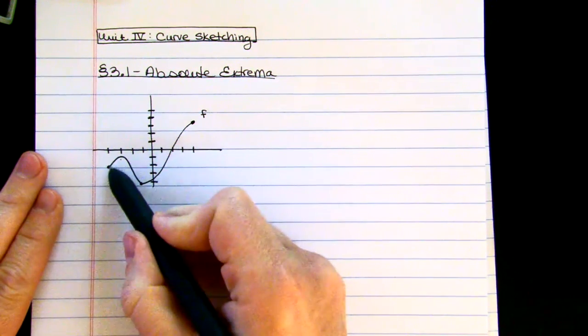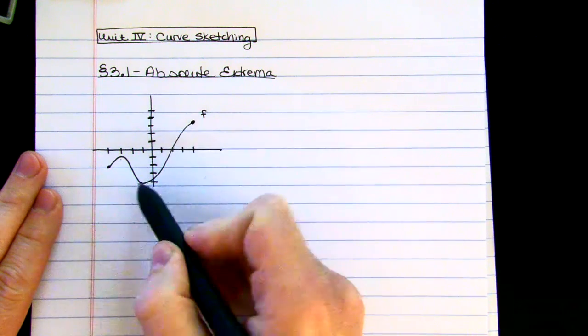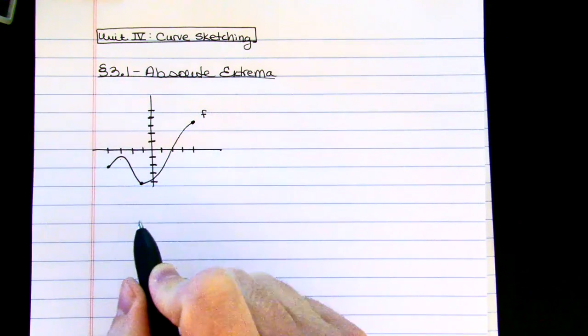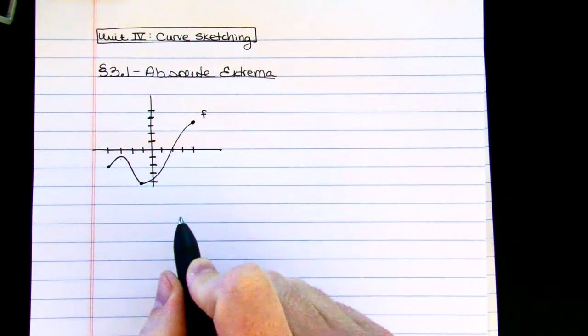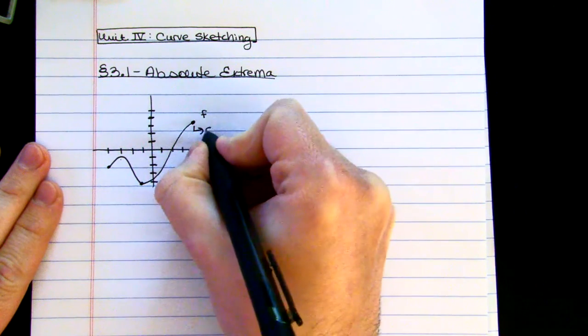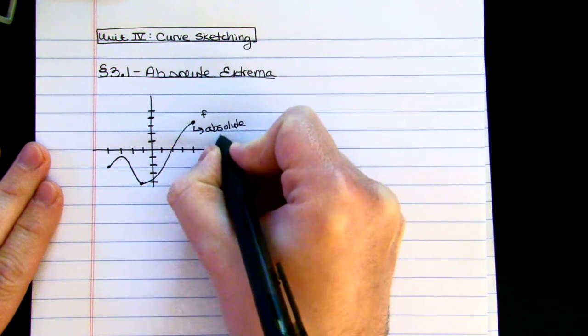So this graph over here reaches a highest y value and reaches a lowest y value, and we call those absolute extrema, absolute maximums or minimums. This graph has an absolute maximum right over here. That is an absolute maximum.